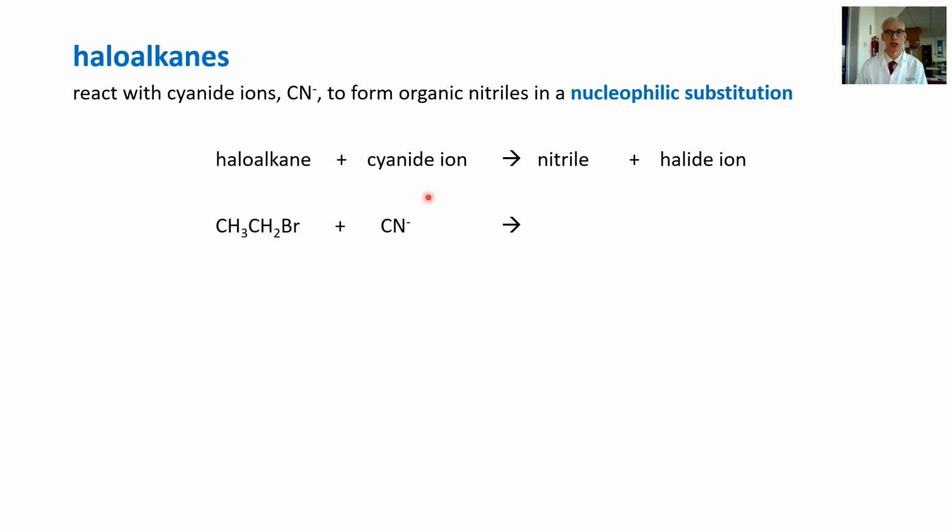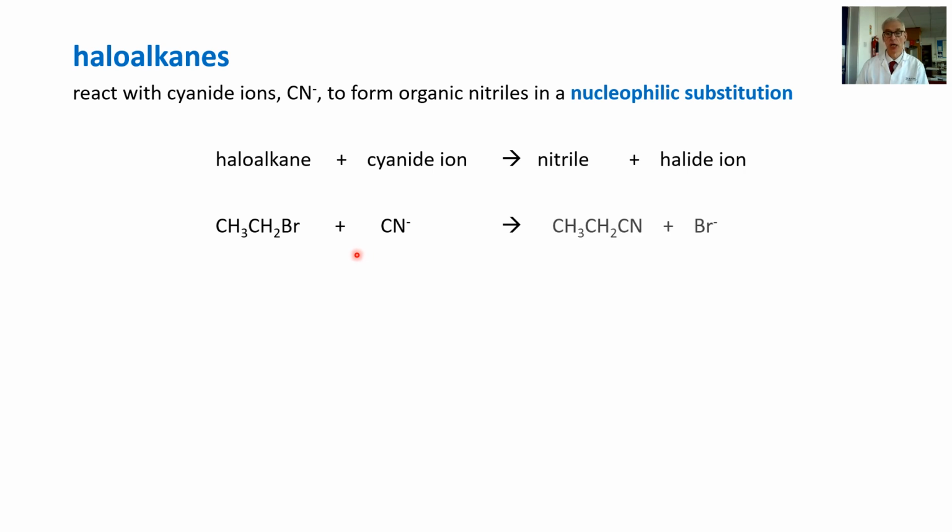So let's look at an example. So here's bromoethane and the cyanide ion. It's a simple exercise. Pause the lesson and complete the reaction equation. Come back when you are ready.